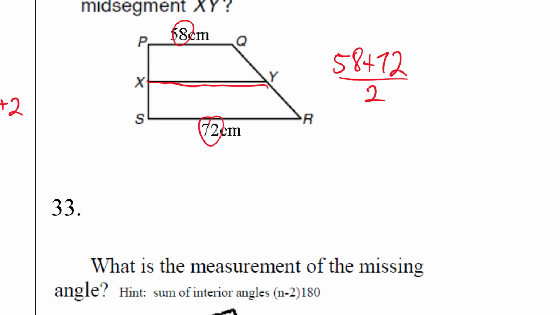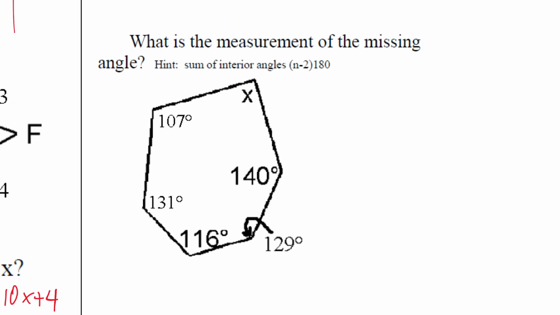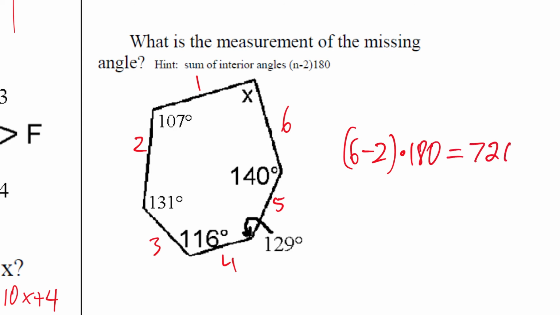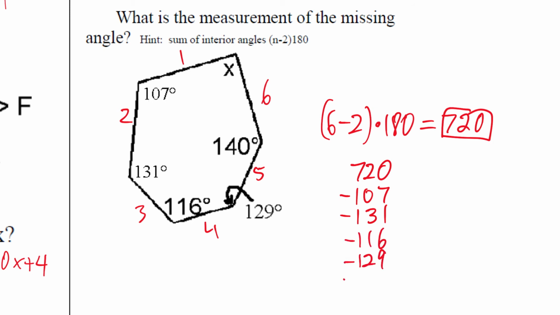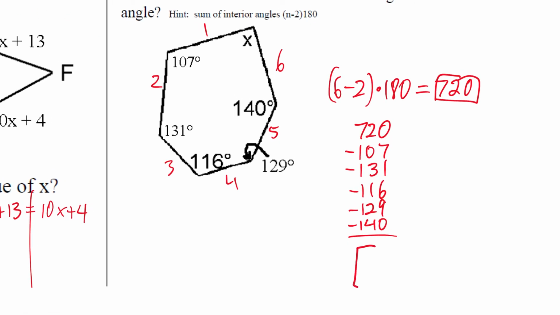Then on number 33, so there's 1, 2, 3, 4, 5, 6 sides. So the first thing you need to do is 6 minus 2 times 180, which gives you 720. Now I'm going to take that 720 and I'm going to subtract off 107, subtract off 131, subtract off 116, subtract off 129, and subtract off 140. And when I do that, whatever I get right there is the answer. It'll be the measurement of that angle.